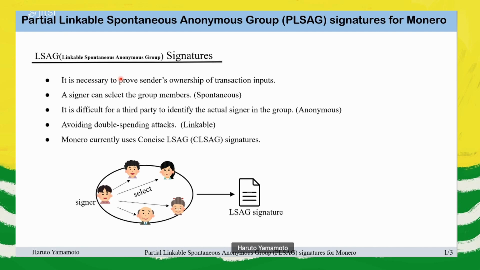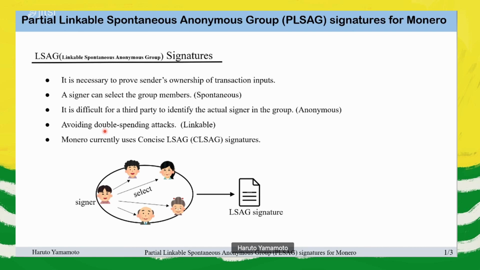In general, digital signatures in cryptocurrency are cryptographic techniques to prove the sender's ownership. LSAG signatures are created using a set of dummy transactions and the sender's actual transaction spontaneously. The dummy transactions make it difficult for a third party to identify the actual sender. Linkability is also a necessary property for Monero to detect multiple use of the transaction private key and to avoid double spending attacks.